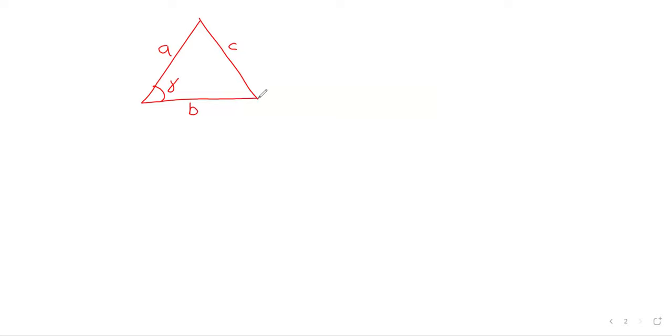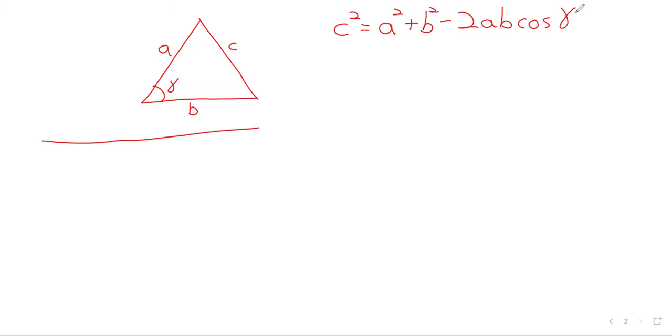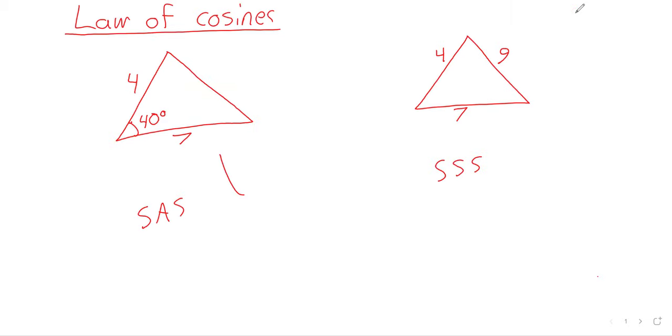And the law of cosines, when you see it, is going to start out looking familiar. c squared equals a squared plus b squared. So it starts out as the Pythagorean theorem, but then we get some other stuff. Minus two times a times b times the cosine of gamma. So in a situation like this, we can use the law of cosines to find the missing side.